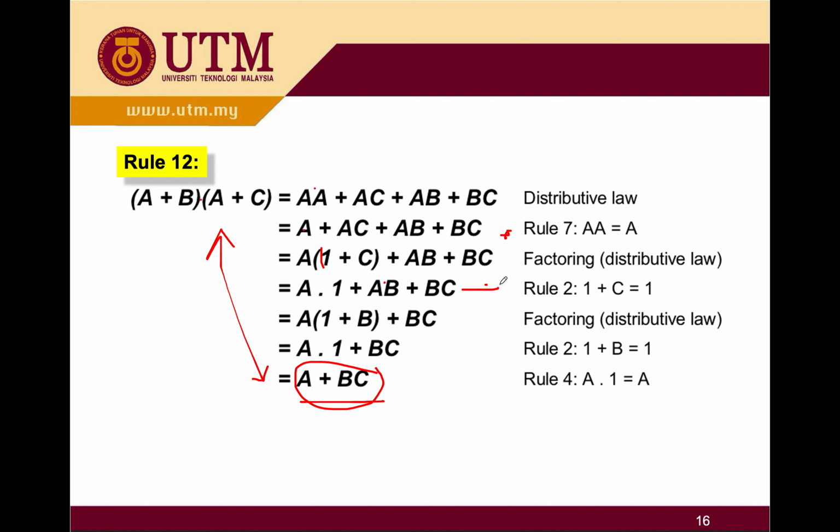And then you apply rule number 2, you will get a dot 1 plus ab, which is this one. The 1 over here is rule number 2, 1 plus any input, it will get 1. So ab plus bc, you use the factoring again, and you get a dot 1 plus bc, you use rule number 2, and then after that later on you will use rule number 4 because a dot 1 over here is a. That's why we will get a plus bc.